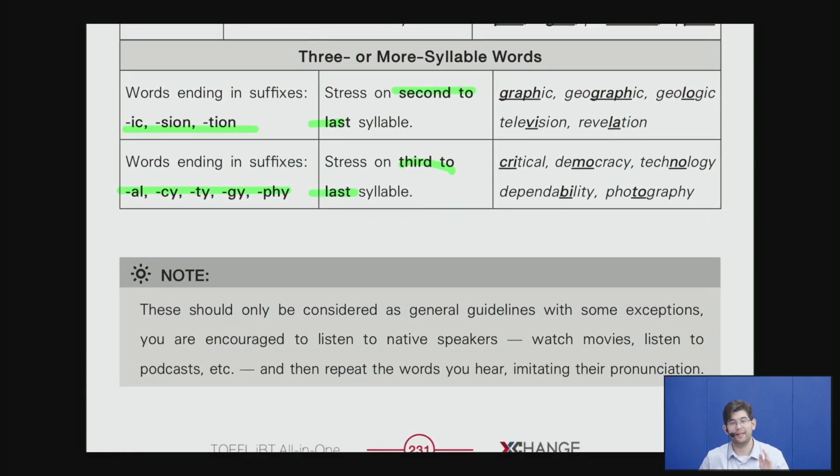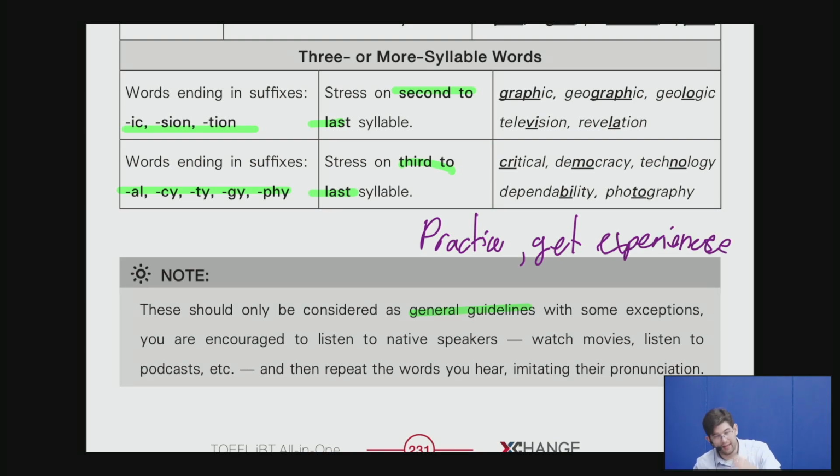And once again, please, please, please note, these are just general guidelines. These are not perfect rules. There are plenty of exceptions. The best advice I can give you is to practice and get experience. And when I say get experience, that means you are listening to English, you're speaking English, you're learning how to hear these stresses, how to hear these sounds, and practice them yourself. It's really not something you can read about. It's something you have to let your tongue muscles get used to, your airflow get used to.